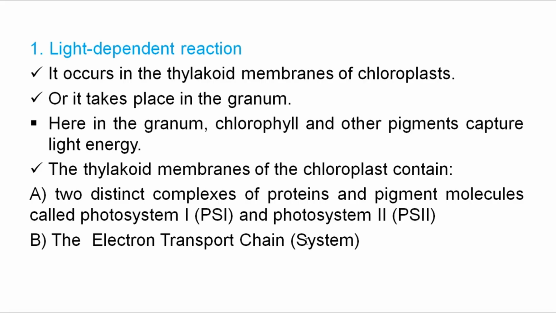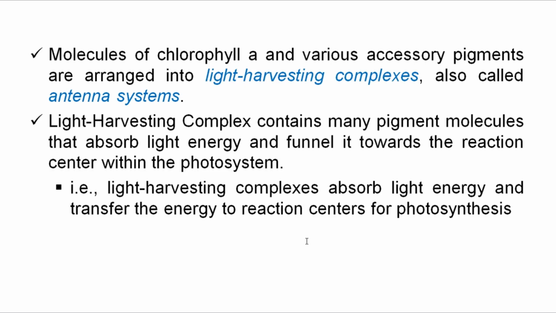What are photosystem 1 and photosystem 2? They are protein complexes. These protein complexes that contain pigments within the thylakoid membrane are known as what? Photosystem 1 and photosystem 2. Good. Molecules of chlorophyll A and various accessory pigments are arranged in light-harvesting complexes, also known as antenna systems.